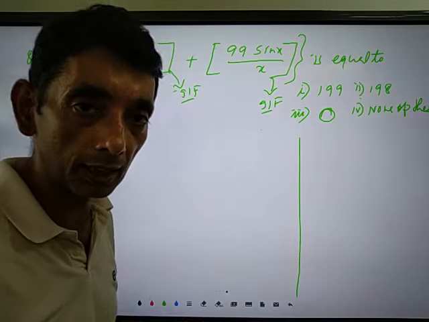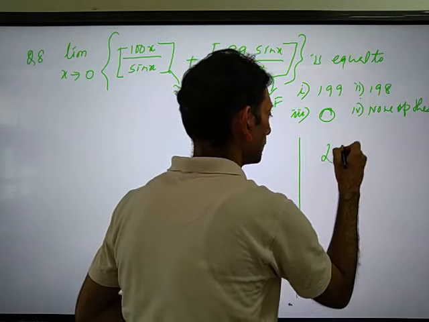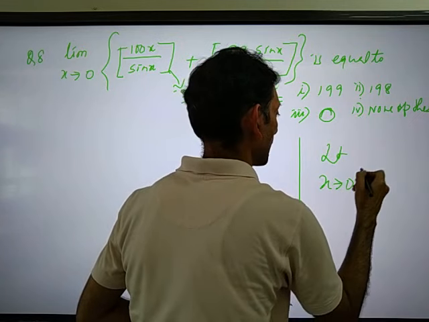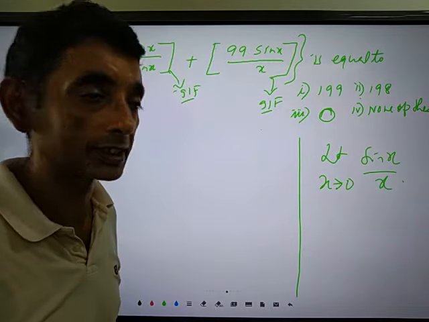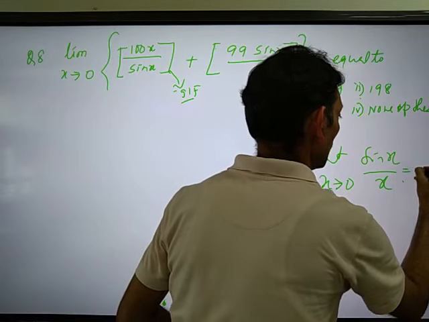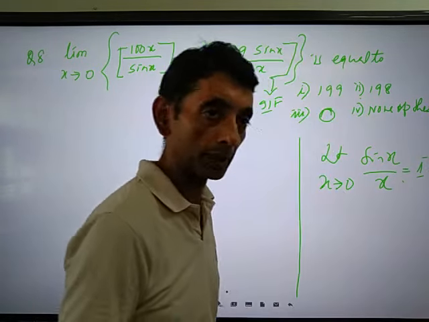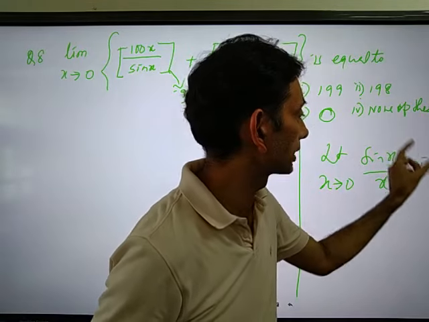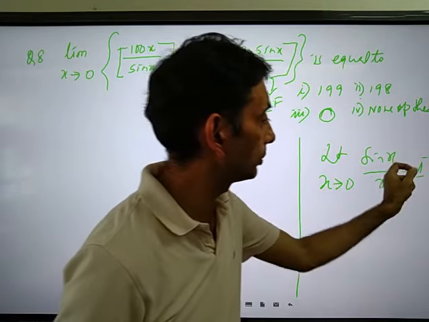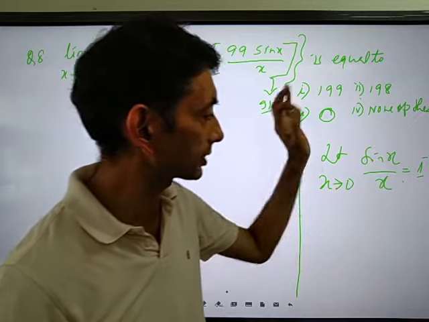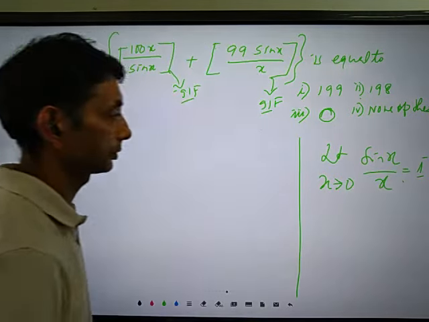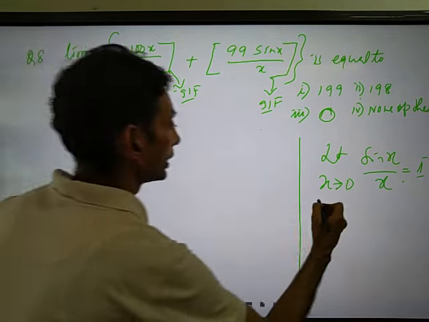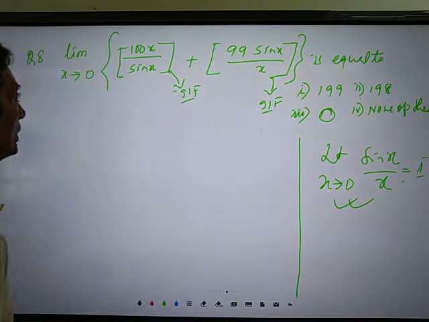Before that, I'll just repeat one concept. Limit x tends to 0 of sin x by x approaches 1 minus. This means the value will be approaching 1, but slightly less than 1, for limit x tends to 0 of sin x by x. We know this, and we are going to use this particular concept here.